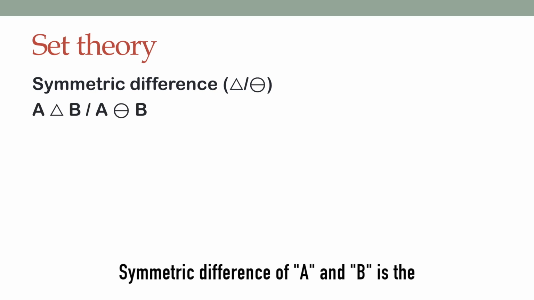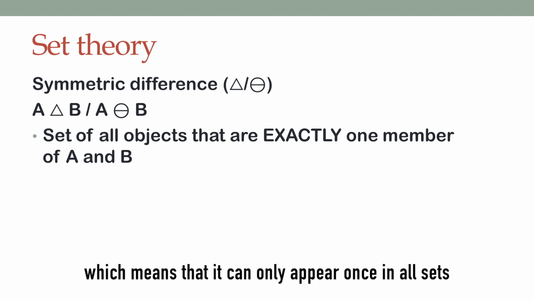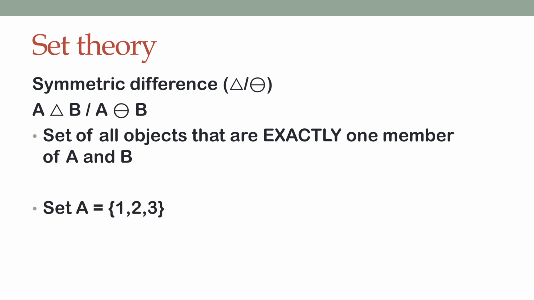Symmetric difference. The symmetric difference of A and B is the set of all objects that are a member of exactly one of A and B, which means that it can only appear once in all sets. For example, set A and set B, the symmetric difference is {1, 4}.